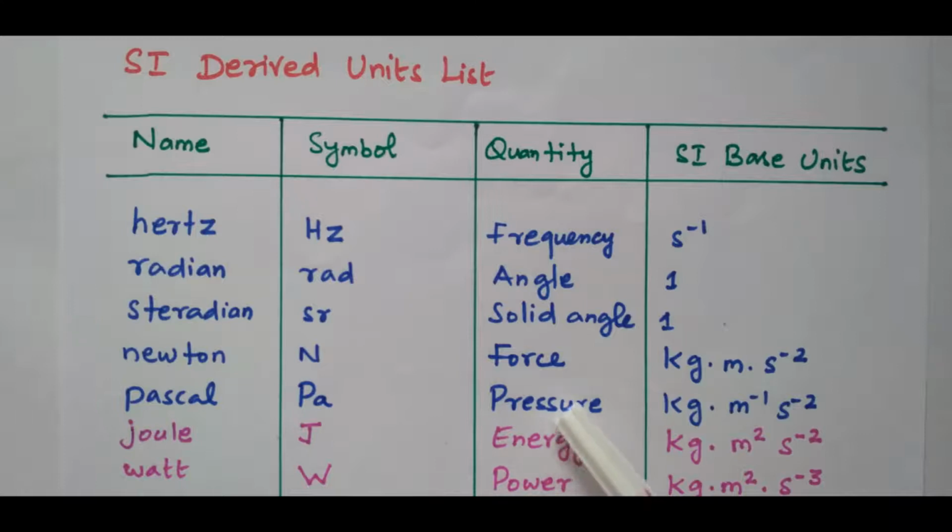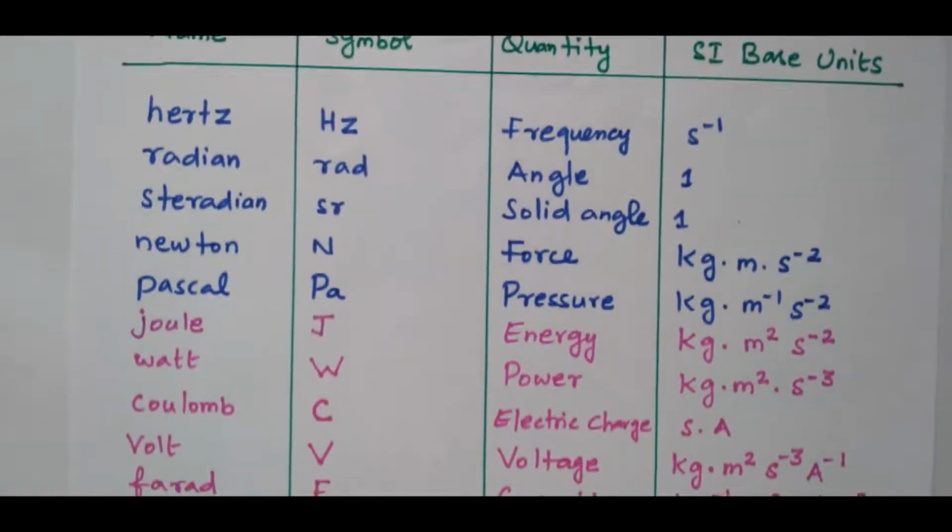Then for measuring the pressure, you have Pascal. For measuring the pressure, the unit is Pascal. The symbol is Pa. What are the base units? kg dot m power minus 1 S power minus 2. Kilogram, meter, and second. It's available for pressure. We'll go some more.